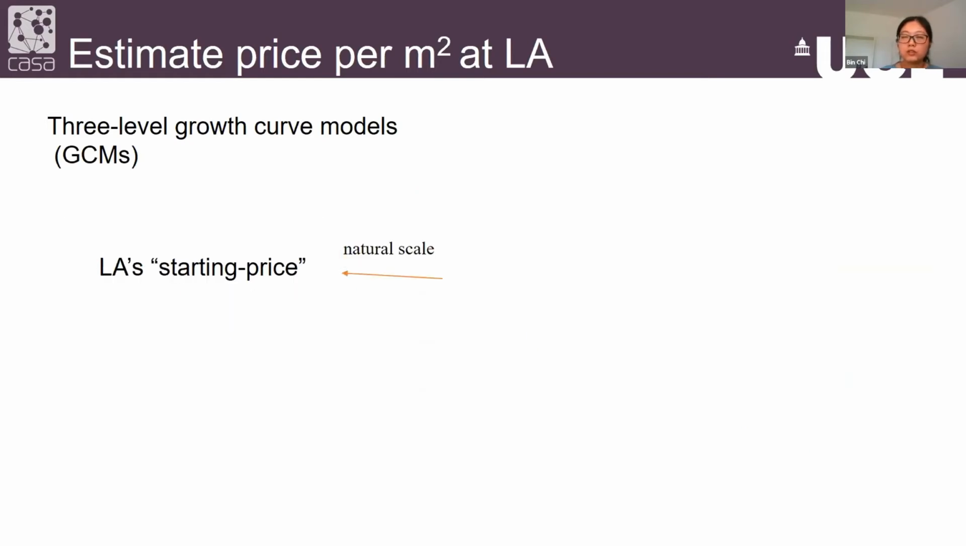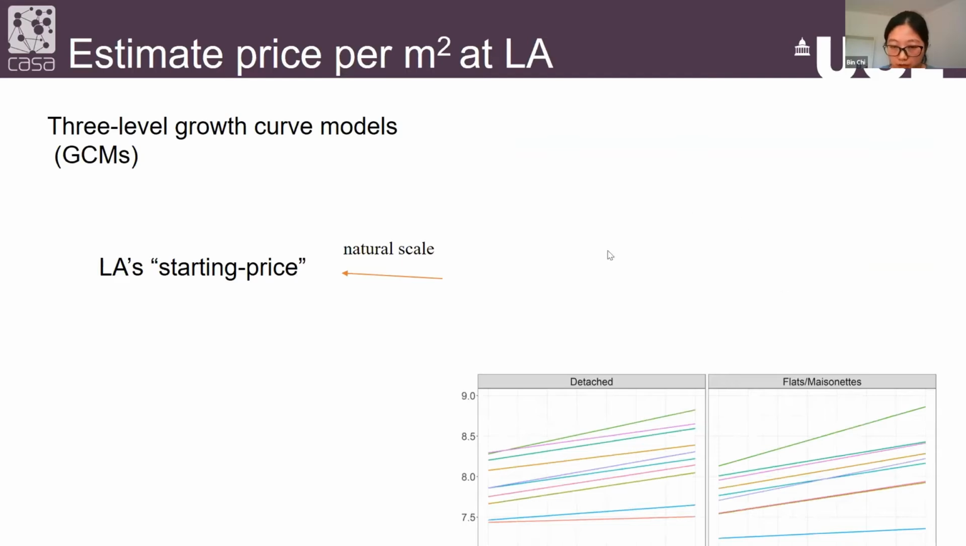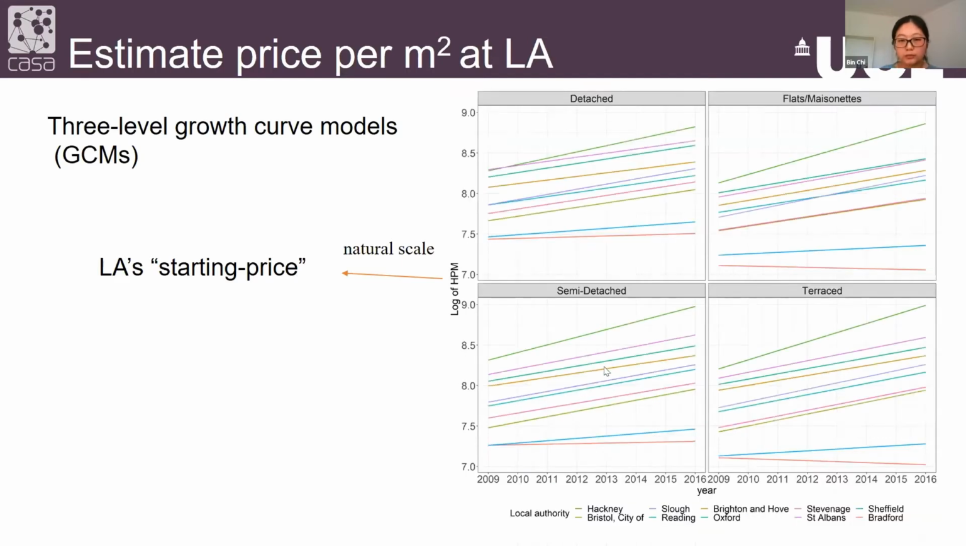Once we know which model performs best, we get information like the figure I show here. Because in the growth curve model I already centered the time to 2009, the intercept we get is the estimated log of the house price per square meter for a given local authority. And we transform it to the normal scale, which we refer to as the local authority starting price. It is the estimated house price per square meter in 2009.